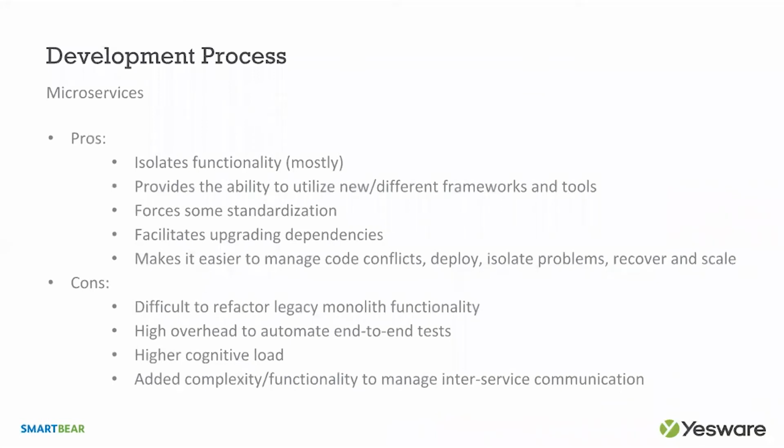And as I mentioned, there's pros and cons to a microservices architecture. Some of the pros are that it can isolate functionality, mostly, which I will describe in the cons section. It provides the ability to utilize new or different frameworks and tools. It forces some standardization. For example, you might standardize message passing between different services. You might standardize tools for creating new services. It facilitates upgrading dependencies. So for example, we're a Ruby Rails shop, so you might try to upgrade Rails on a less important service to see what kinds of things you find before you upgrade something that's more business critical.